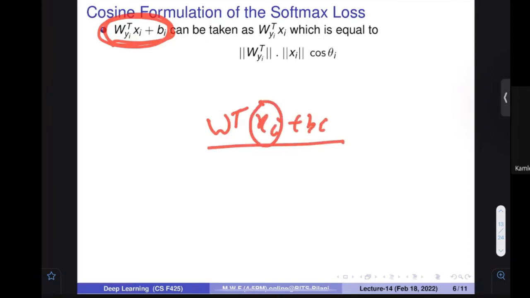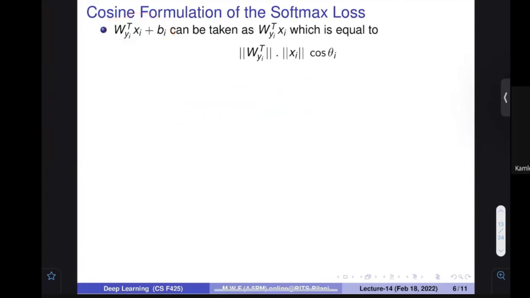Here I can always say that a 1 is also included. I can include the bias into the weight itself. So I can say that the formula is w transpose x every time. If you want to find out the output, it is going to be w transpose x. Okay, what is w transpose x?